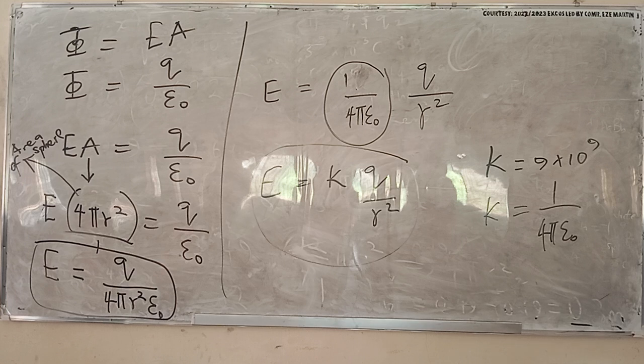The B part, they said calculate the electrostatic field strength E due to a spherical metallic conductor of radius. Let's be fast, we'll do that one.